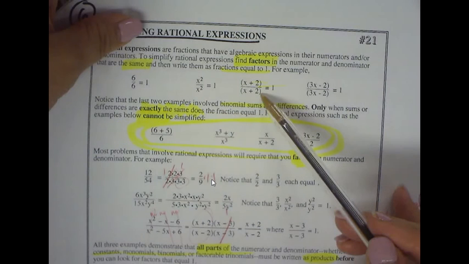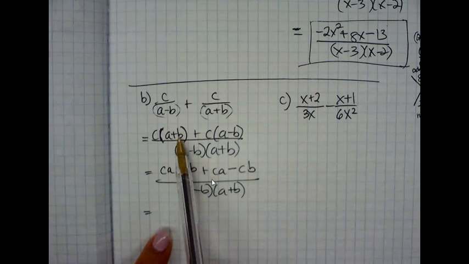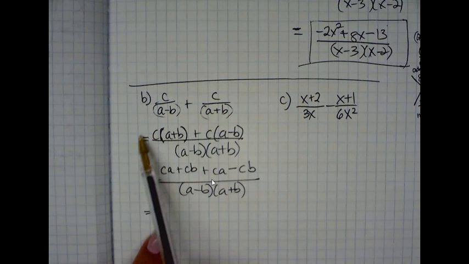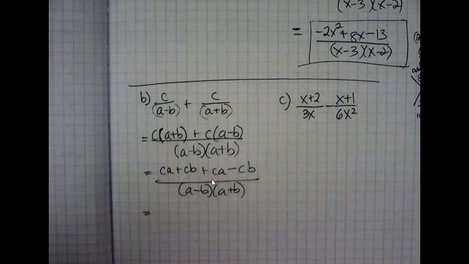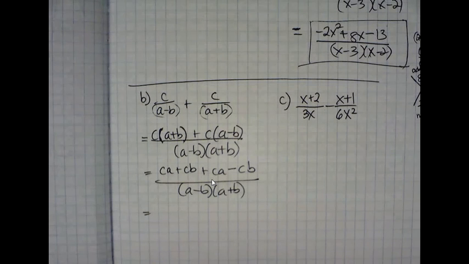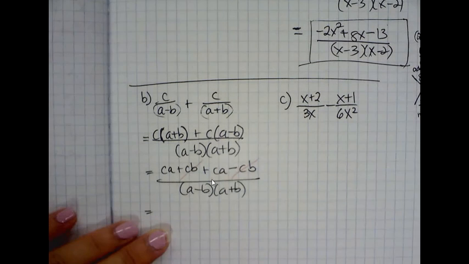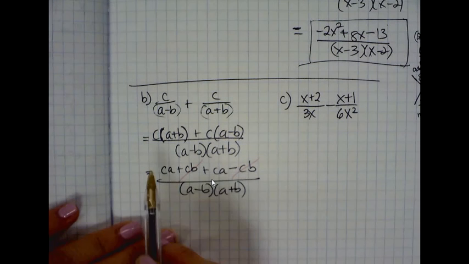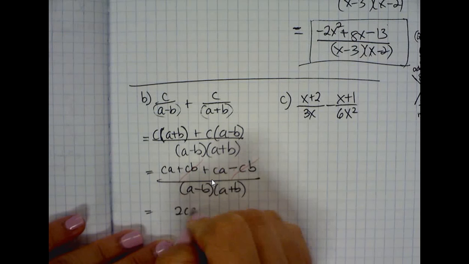So CB and minus CB cancel out. What's CA plus CA? 2CA. So 2CA over A minus B times A plus B. Does that make sense, guys? Yes. For the sake of time, I'm going fast.